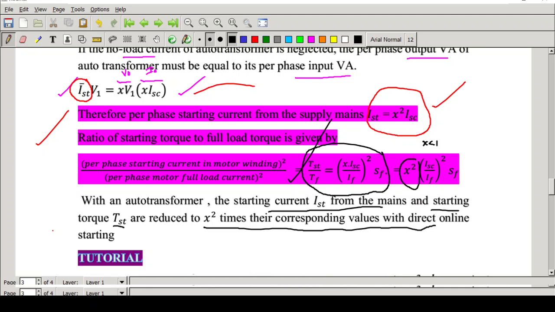That is, when we compare this auto transformer starting with the direct online starting, we can see that the starting current from the supply as well as the starting torque is reduced to X squared times. Okay, so these are the two methods of starting three-phase induction motor, that is DOL, direct online starting, and auto transformer starting. This can be used in the case of both types of motor, that is squirrel cage as well as slip ring induction motor.